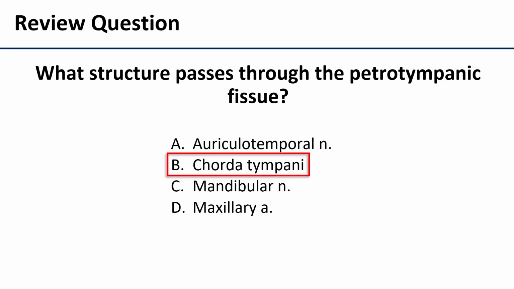And the correct answer here is the chorda tympani. So once again, chorda tympani comes out through the petrotympanic fissure after it has passed through the middle ear, comes into the infratemporal fossa, and joins up, hitchhikes with the lingual nerve to get to the submandibular ganglion.